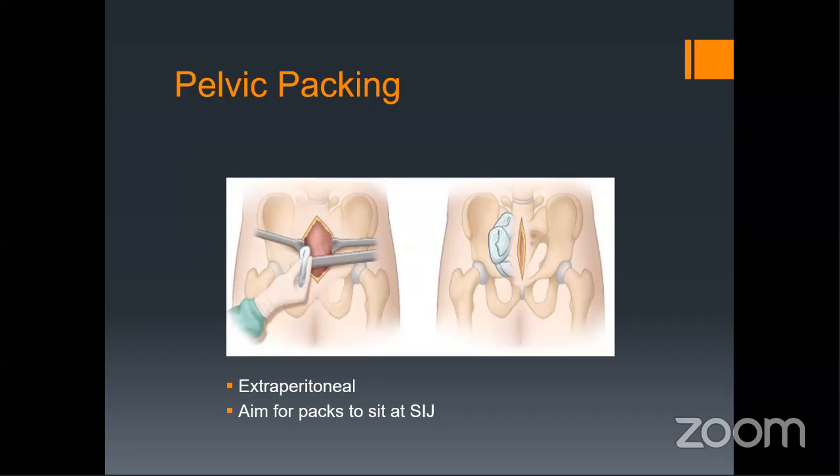Essentially, you're trying to push your packs all the way around the pelvic brim to where that SI joint is, and you'll lay all those packs in, and leave them there for 2 days or so, and go back and take them out, and hopefully then definitively fix the pelvis.